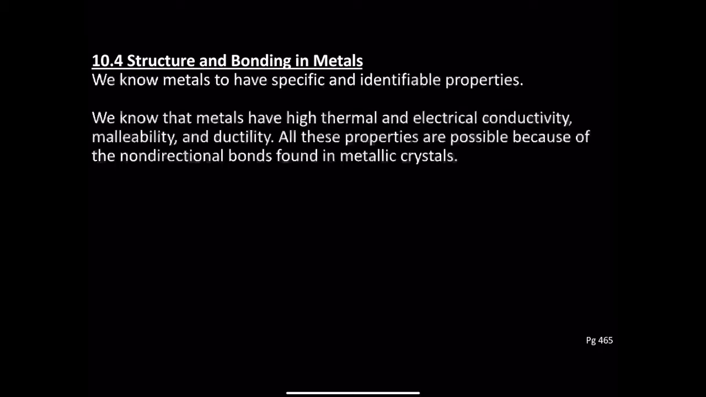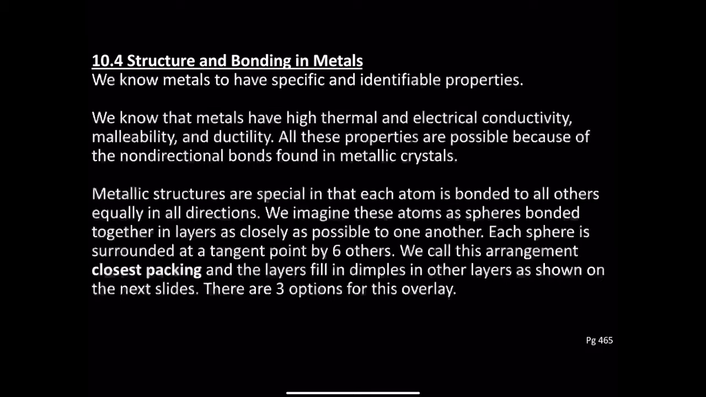They are malleable, which means they can change their shape relatively easily, and they have a high level of ductility, which means that they can bend and they can take a lot of trauma basically without breaking. And these properties are all possible because of the non-directional bonds that are found in these metallic crystals. Metallic structures are special in that each atom is bonded to all other atoms surrounding it in all directions.